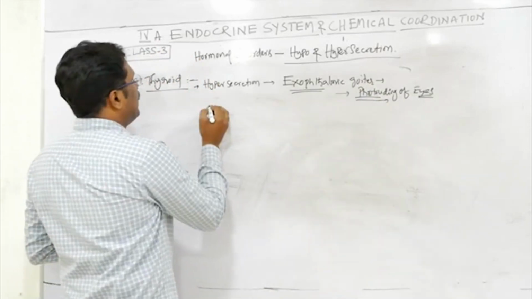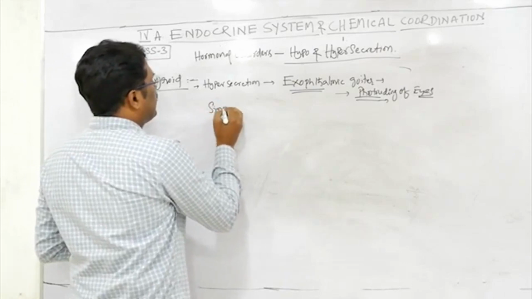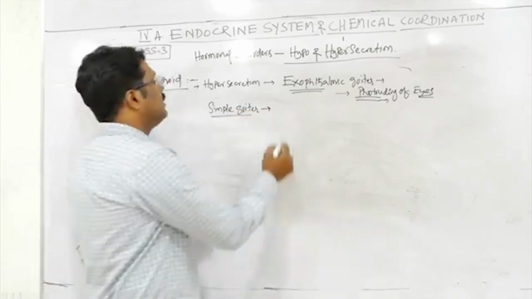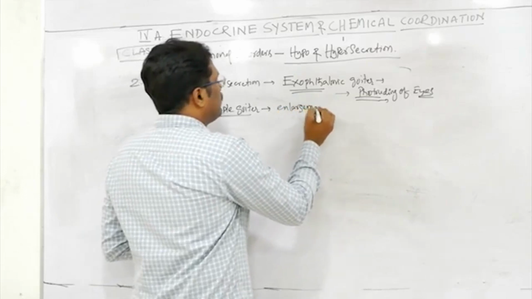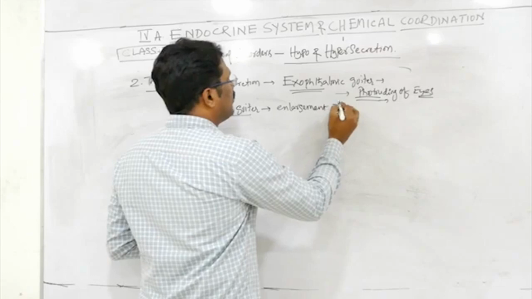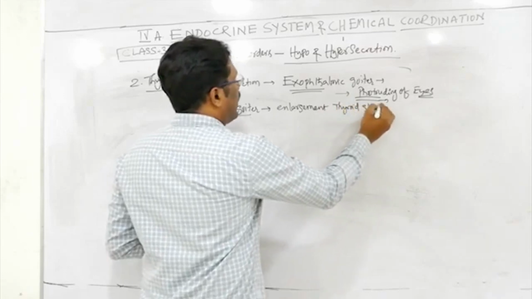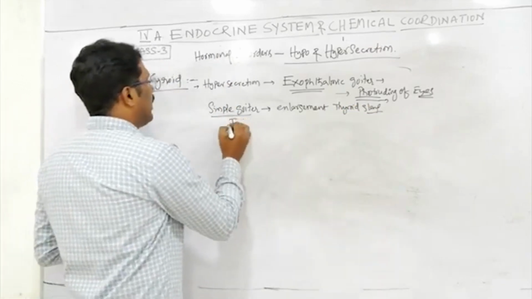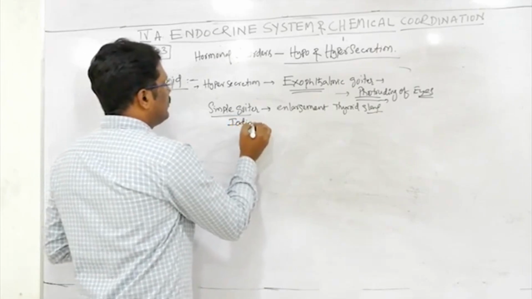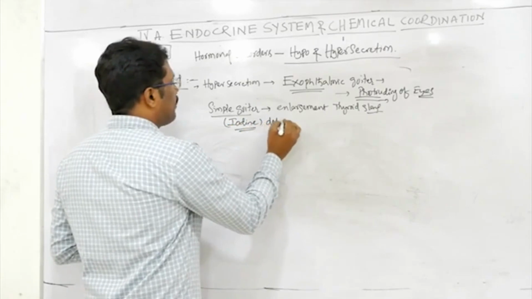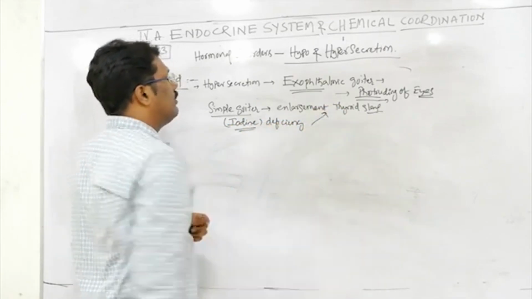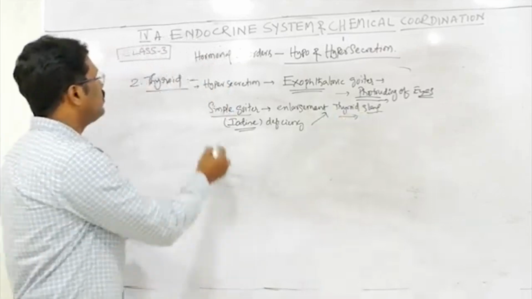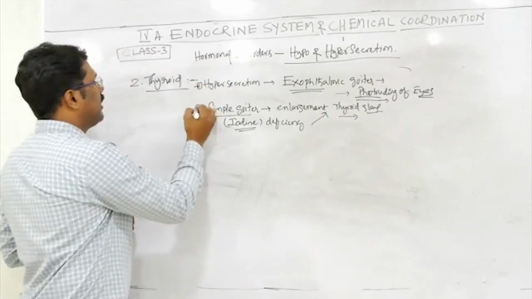And the second one is simple goiter. Simple goiter is enlargement of the thyroid gland. Thyroid gland, we know, is located near the neck, and simple goiter is caused by deficiency of iodine in the food. So iodine deficiency leads to the enlargement of the thyroid gland, and we can see a bulge near the neck. So that is about the second one, simple goiter.